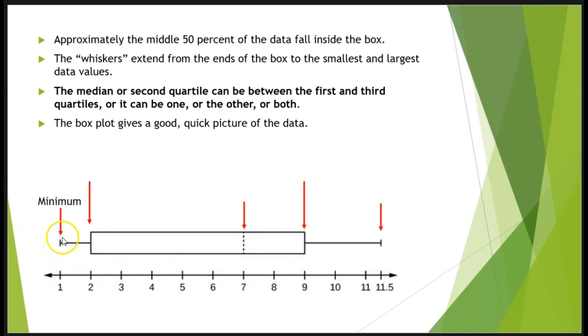This point down here we call the minimum. That's the smallest of the data values. This section right here is Q1, the first quartile. This is Q2, or the median. This is Q3, the third quartile. And then up at the top is the largest value, which would be our maximum.